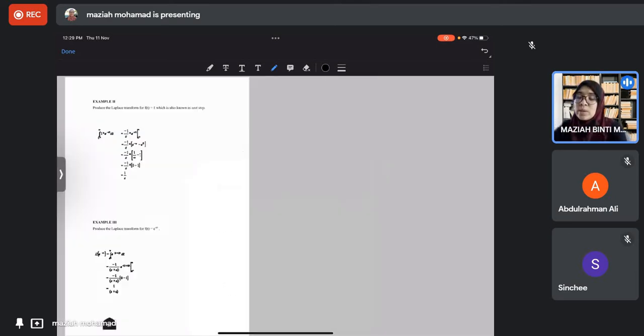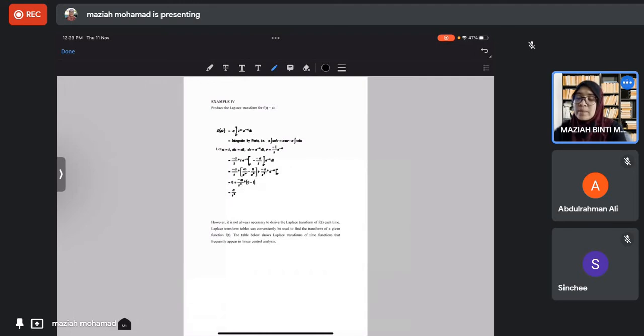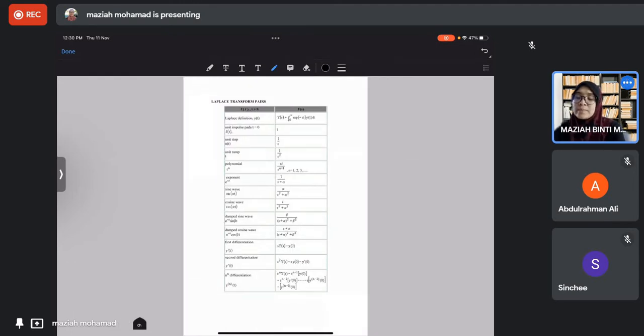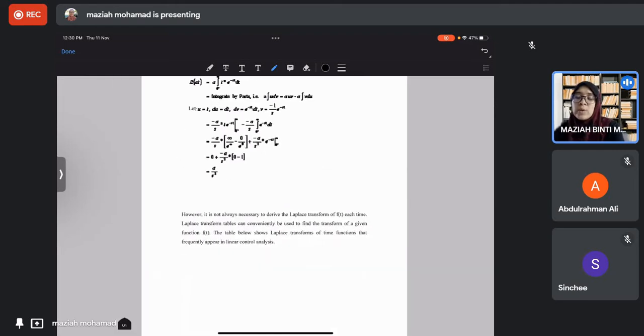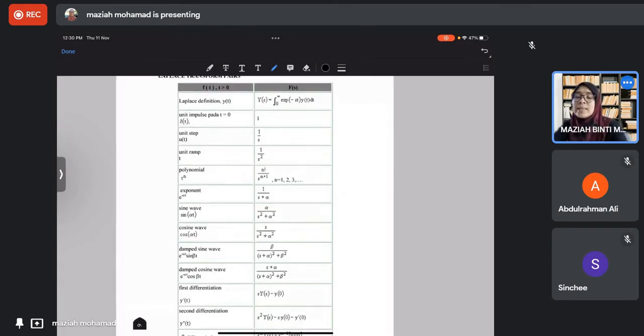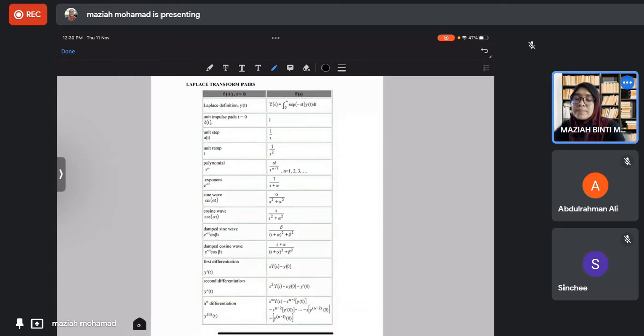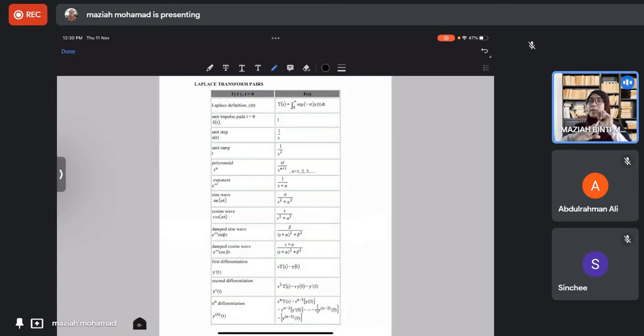Instead, we're just going to use this table, because it is not necessary to derive the Laplace form each time. There is already a Laplace table that can be used conveniently to find the transform of a given function. Because the function is a standard function, we can just use the transform table here.